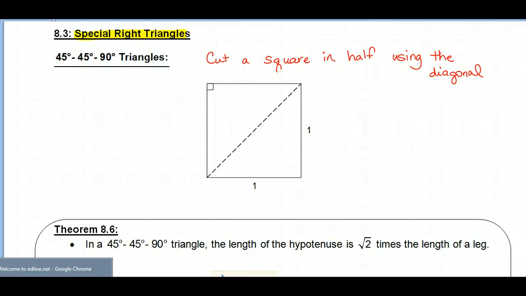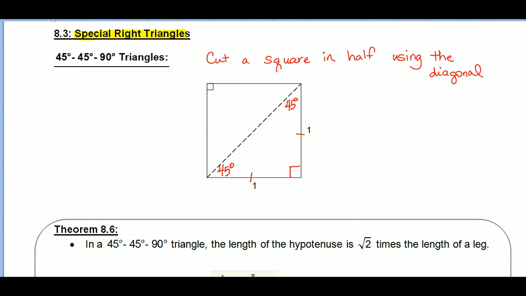Well, each corner of the square is 90 degrees and the diagonals bisect it, so it's going to be 45 and 45. Right, it's going to end up being 45 and 45. And that makes it one of our special right triangles. So we get 45, 45, 90.